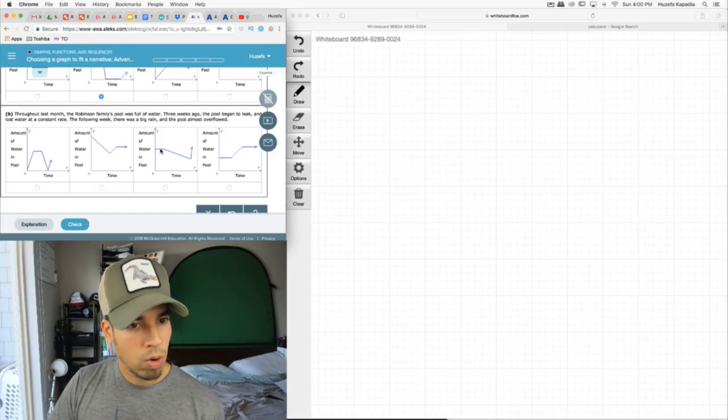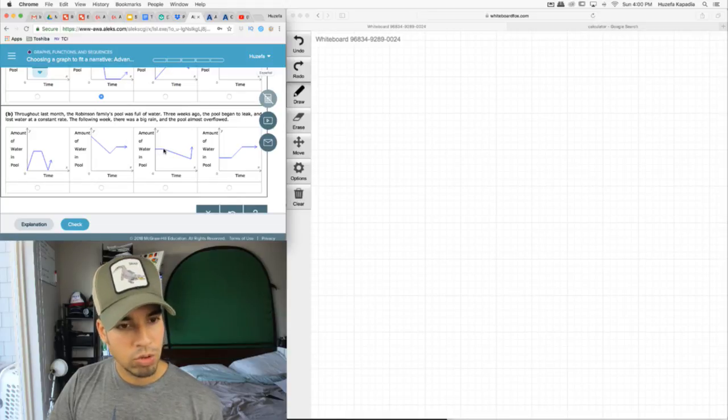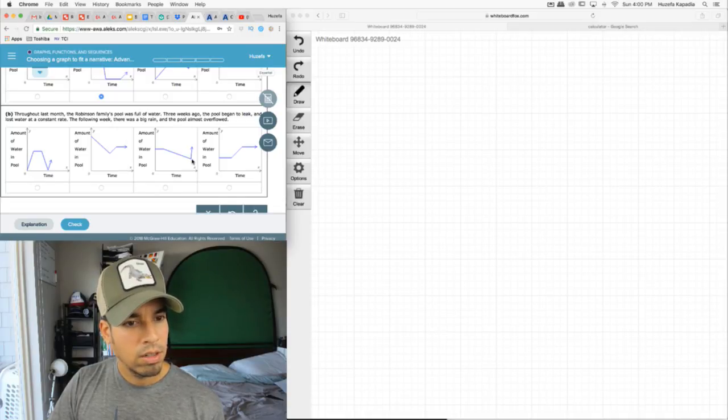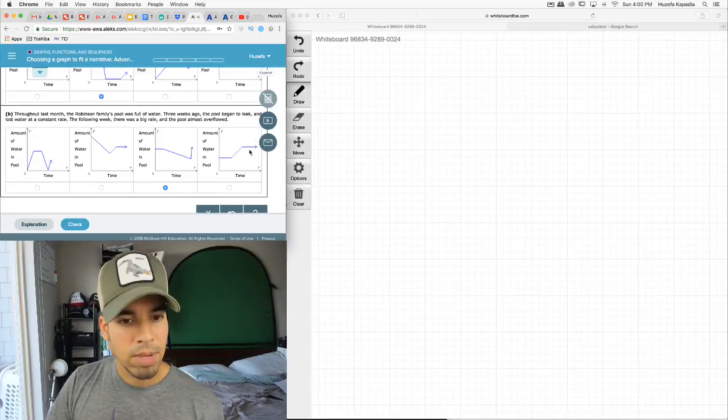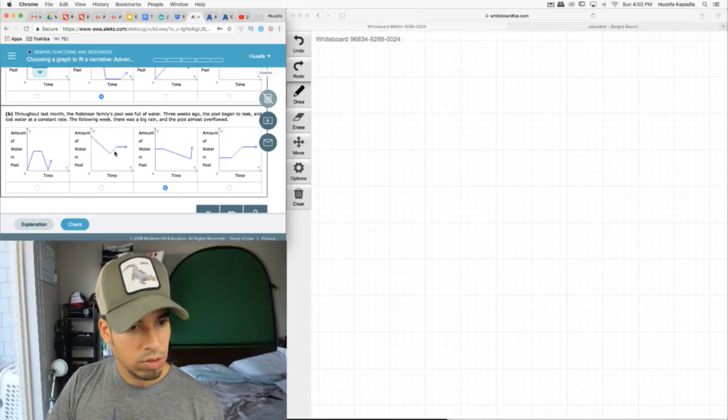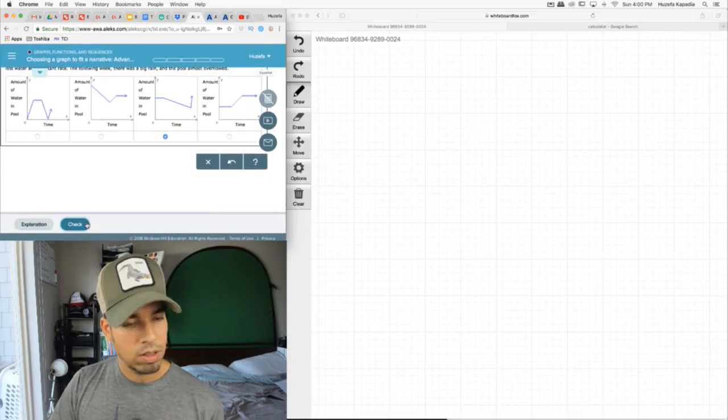The Robinsons' pool is full of water. For a week it's just normal. Then three weeks ago, it starts leaking. And then all of a sudden, there's a big rain and it spikes and almost overflows. So this shows it being full and about to surpass the point of overflowing. This makes the most sense. I don't think any of these other ones do. This one's losing water, but it doesn't look like it's overflowing. This one makes no sense.